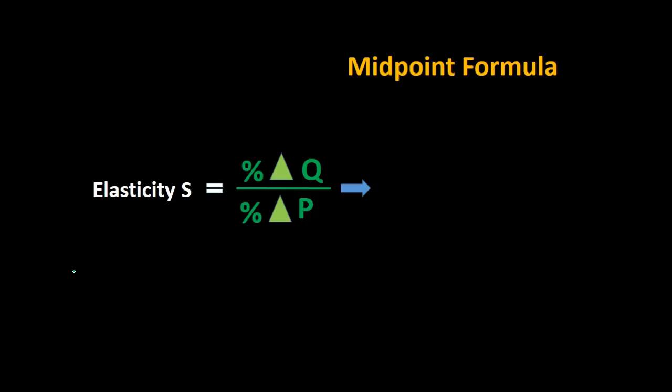We, of course, can calculate the elasticity of supply as well. The elasticity of supply is similar to the elasticity of demand. That is the percentage change in quantity supplied divided by the percentage change in price. If we put this into the midpoint formula, the midpoint formula would be the change in quantity over the average quantity. And that's kind of the confusing little twist we put on this.